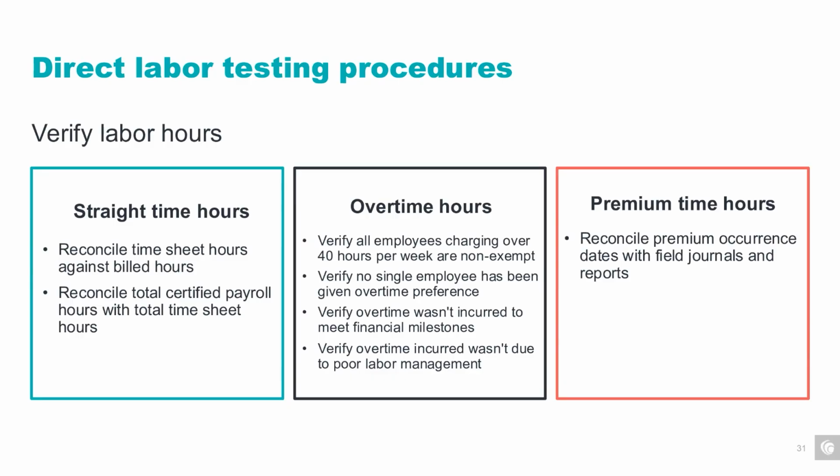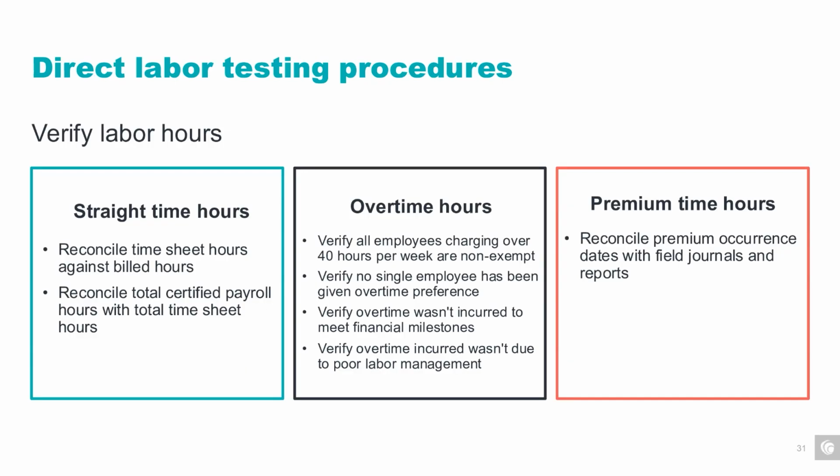Specifically for overtime hours, you'll want to verify that any employee charging more than 40 hours per week is non-exempt. On a recent audit, we actually discovered that the contractor was billing overtime for salaried employees, even though the contract specifically prohibited overtime for those roles. These charges were not compliant with the contract and were credited back to the owner.